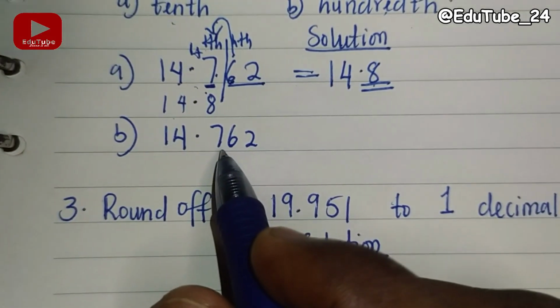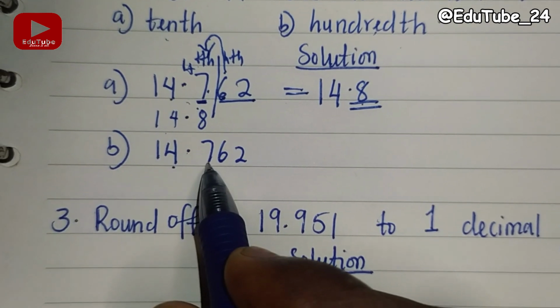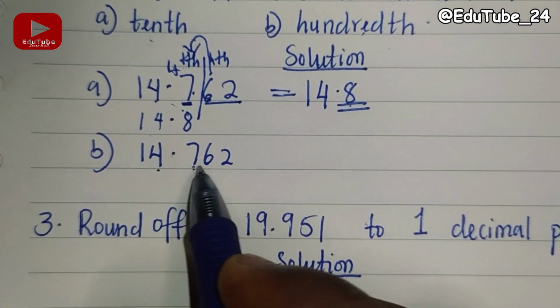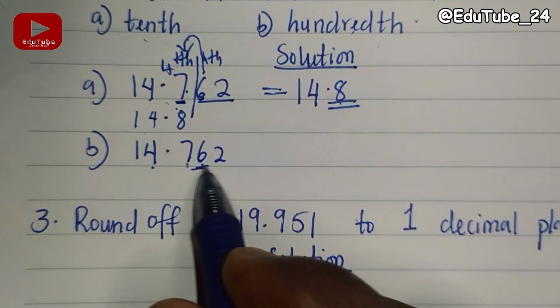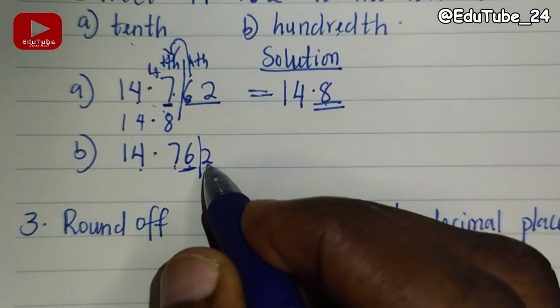Then the next one: 14.762, again to the nearest 100th. So I'm going to identify my 100th place value. Before the point, I have unit. After the point, I have 10th. And then after 10th, I have 100th. So this is my 100th.